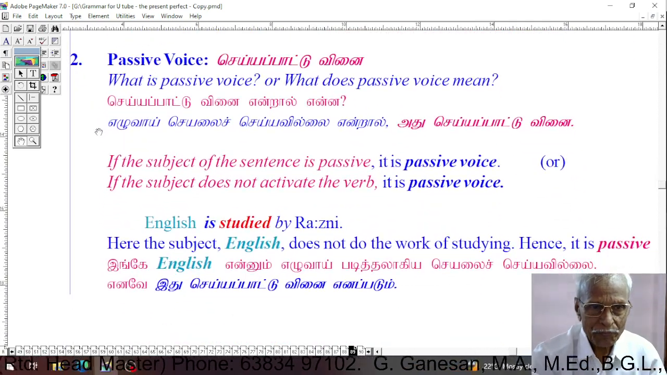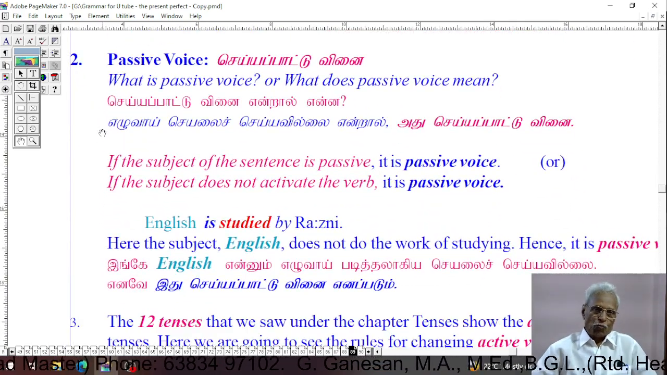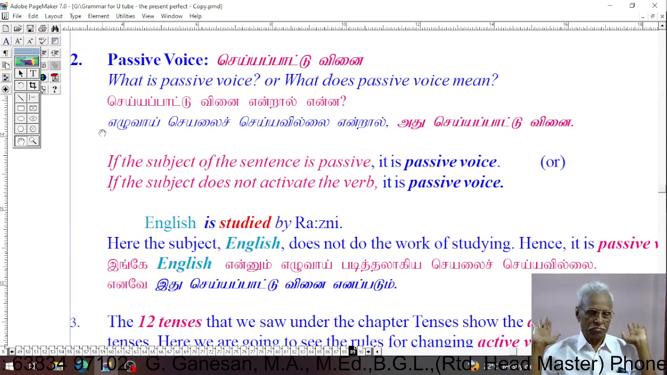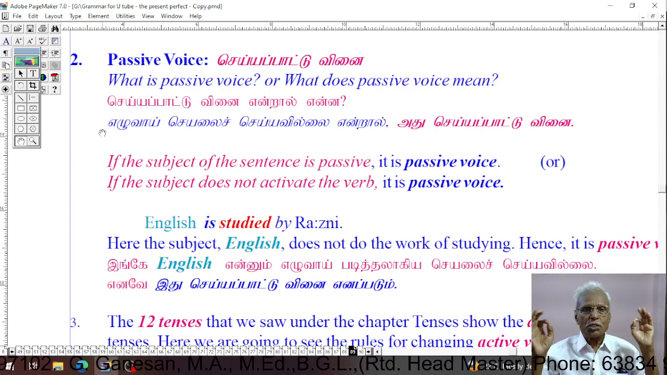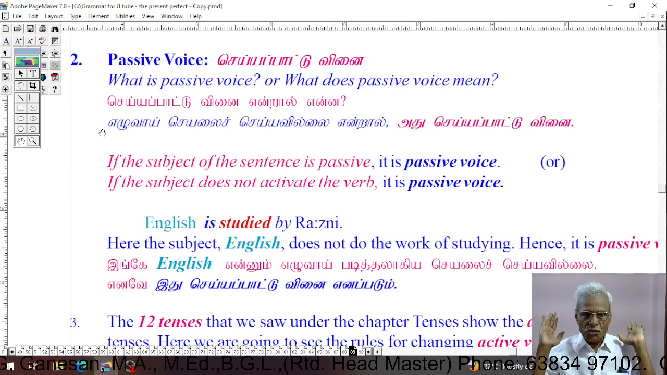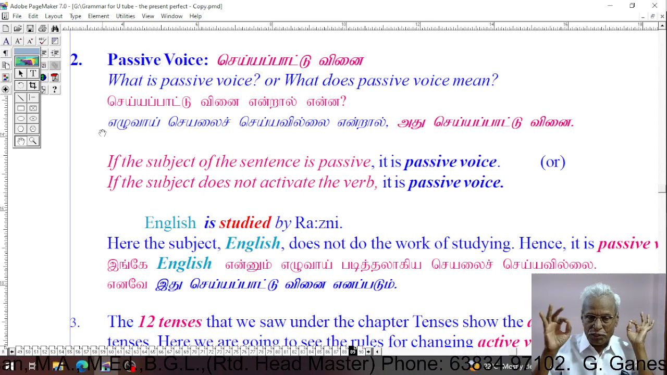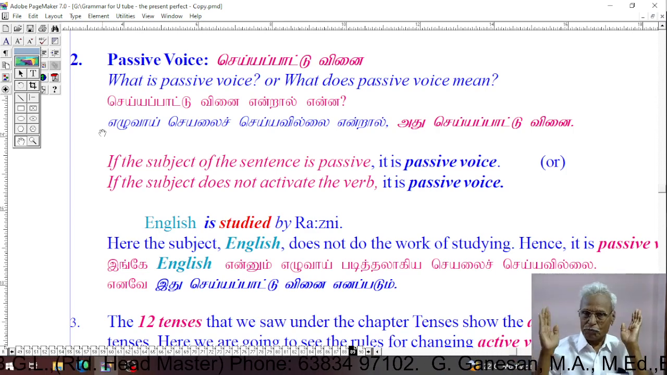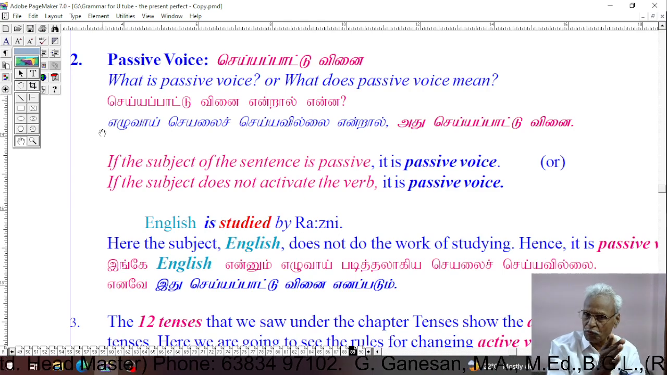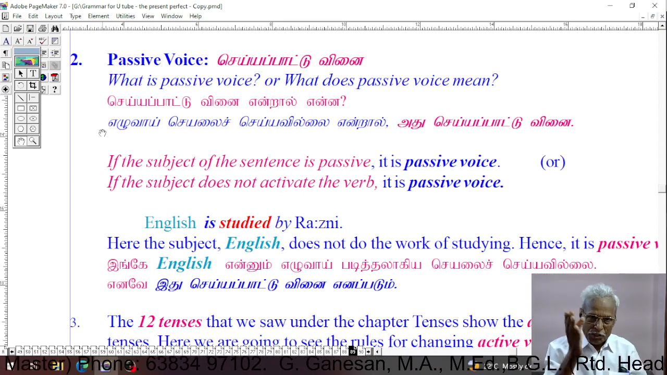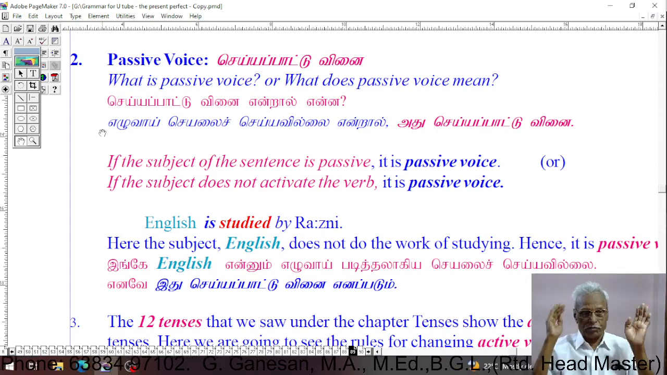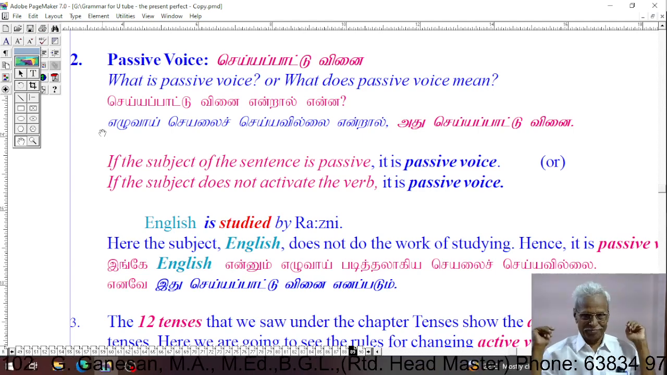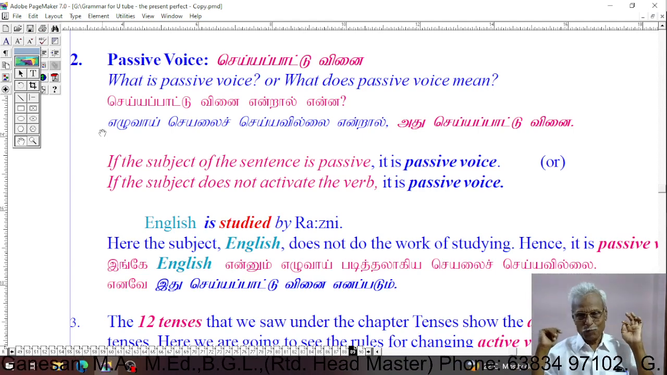Then passive voice. What is passive voice, or what does passive voice mean? The answer is, if the subject of the sentence is passive, it is passive voice. If the subject does not activate the verb, it is passive voice. So we can tell the answer in either way, either that way or this way.